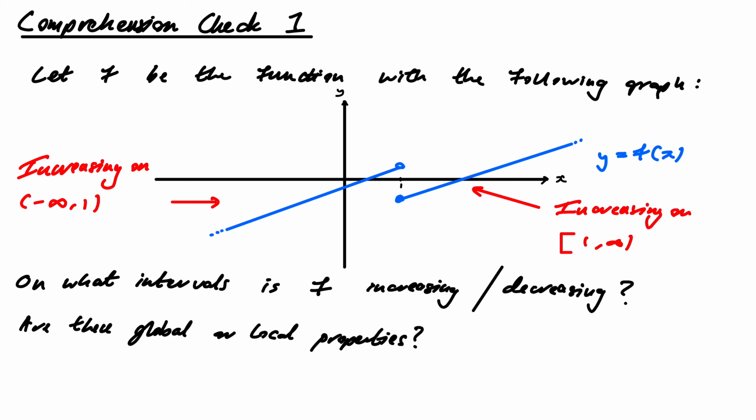The increasing is only once I restrict to intervals, basically. So this is not a global property. It is not globally increasing. It's quite subtle.